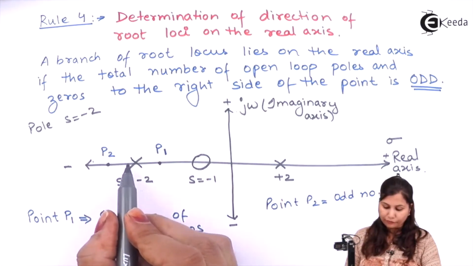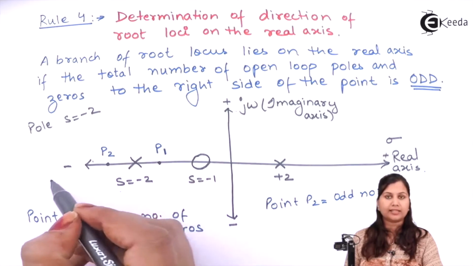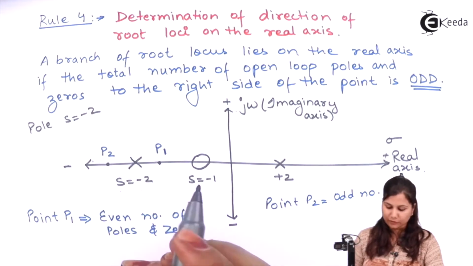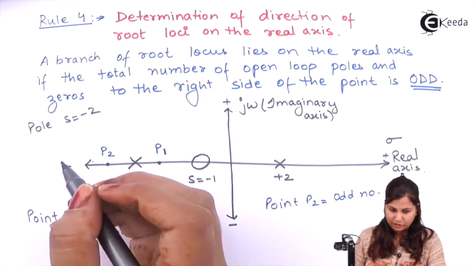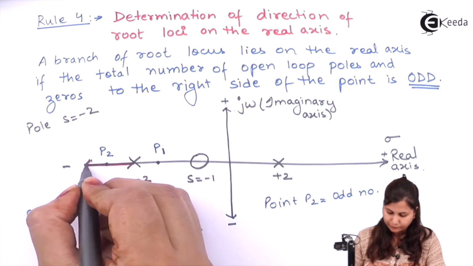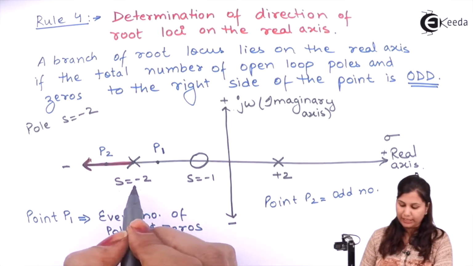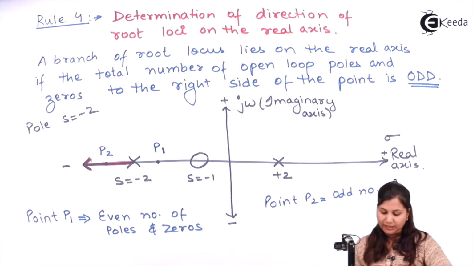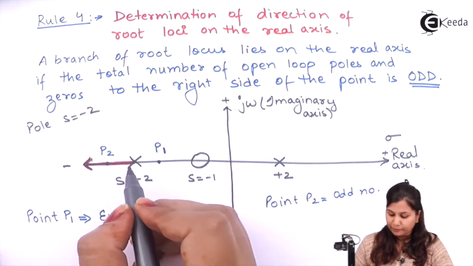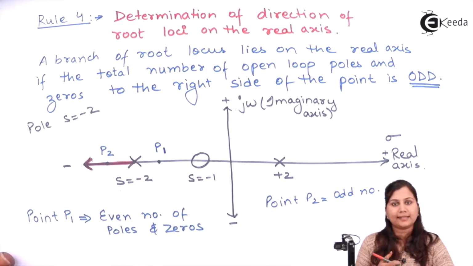So the direction of the root loci for this pole, s equals -2, will be in this direction, because point P2 has an odd number of poles and zeros. So the root loci will be moving towards -infinity. So this is the root locus plot for this pole s equals -2. In this way you are going to plot the root locus for every pole. Here the root locus starts from the pole and terminates at -infinity.